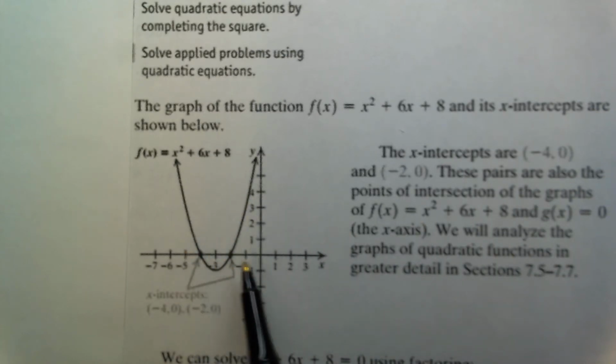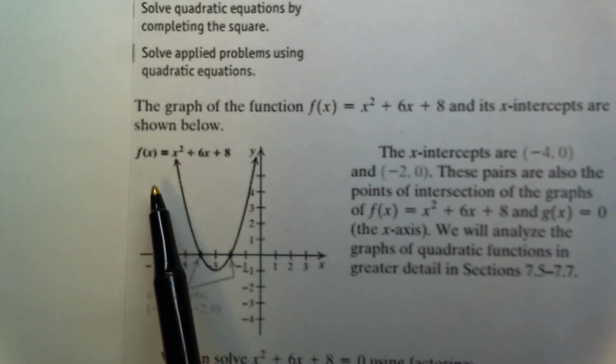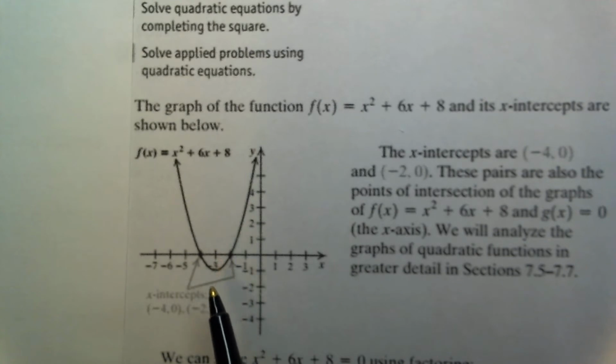So here we see the xy coordinate system, and here's the graph of the function f of x equals x squared plus 6x plus 8. And we notice that there are two x-intercepts, one at (-4, 0) and one at (-2, 0).